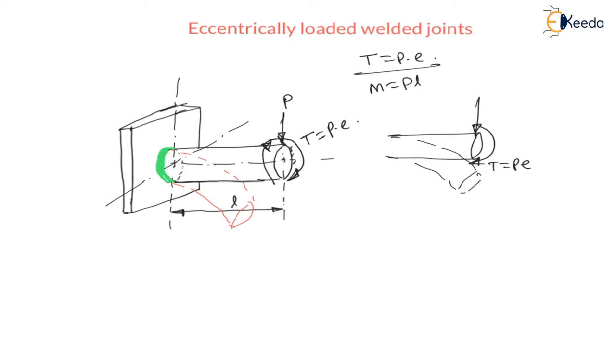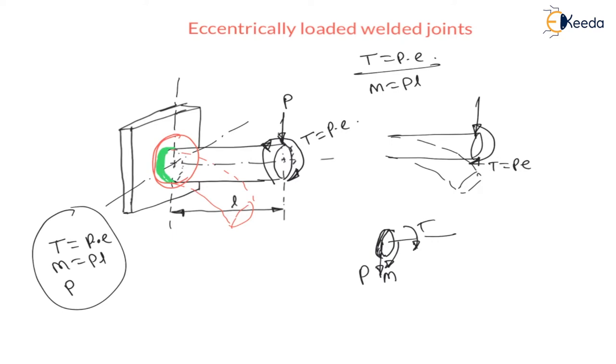Now if I want to put the bending moment on this element, let us zoom into this portion, where there is a small welding. At the welding there is a torque T, a bending moment M which is trying to rotate, and a direct force P also. The torque is P into E, the bending moment is P into L, and there is a direct shear force, which is P. Means there are three types of loading here.